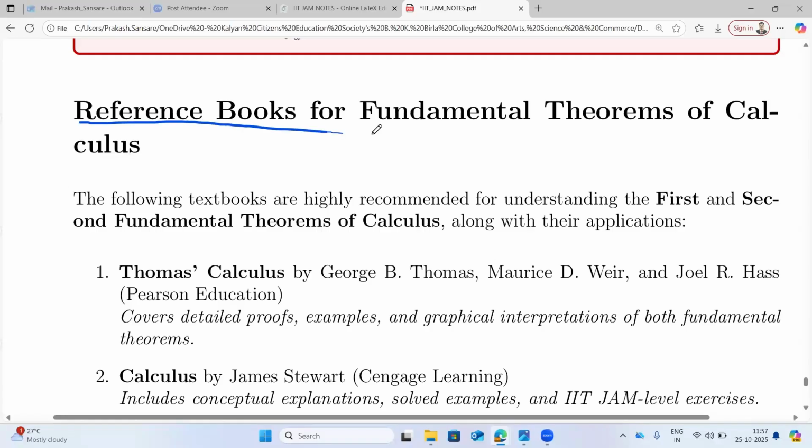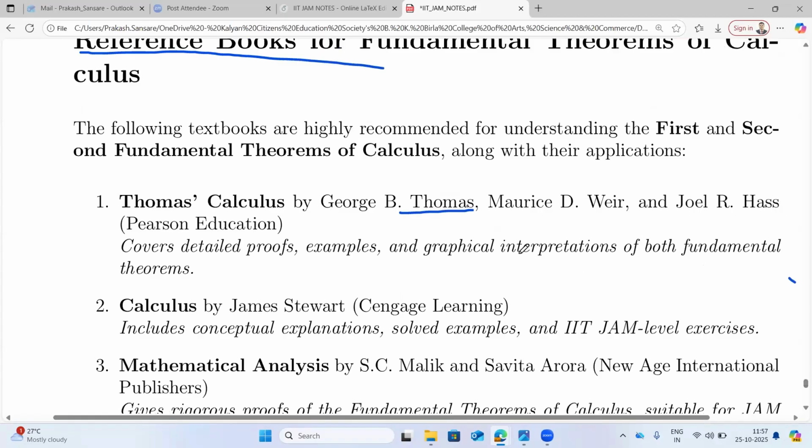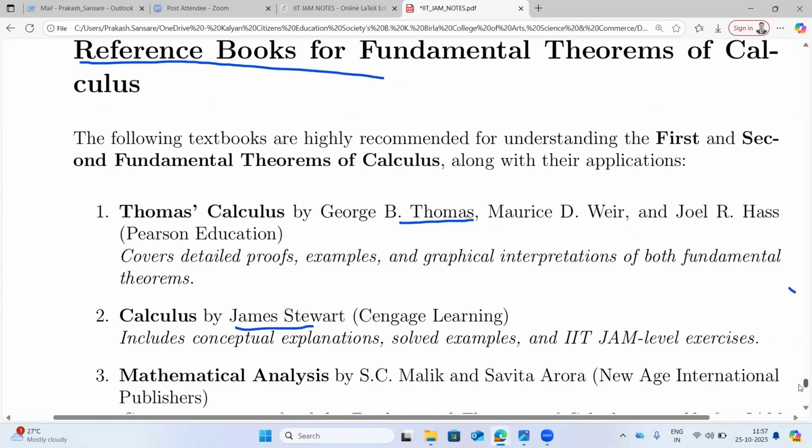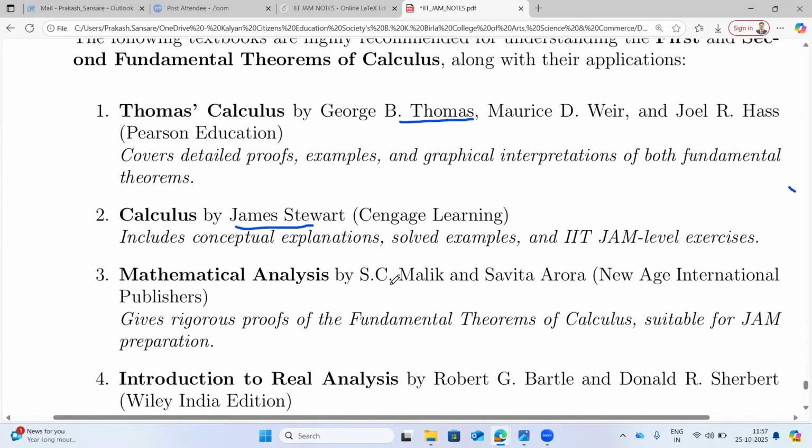One should use reference books for the fundamental theorem of calculus. So this is a very good book, Thomas Calculus. You can go through this book. Particularly, there is a chapter on definite integrals that you can go through. Then there is Calculus by James Stewart, which includes conceptual explanations, solved examples, and IIT JAM level exercises. And this is also one of the nice books authored by Indian authors S.C. Malik and Arora. And this gives a rigorous proof of the fundamental theorem of integral calculus.